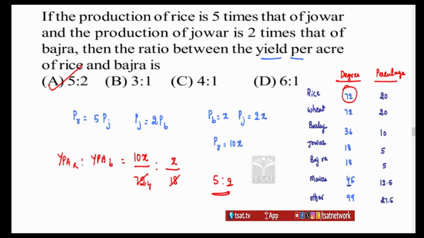So here yield per acre is not given anywhere in the graph. So that is again common sense. Yield means the output, per acre means the land used. So production by land used is the formula for yield per acre. So these kind of unknown formulas are also they'll give you in the exam, but all you have to do is think with the common sense about the formula.